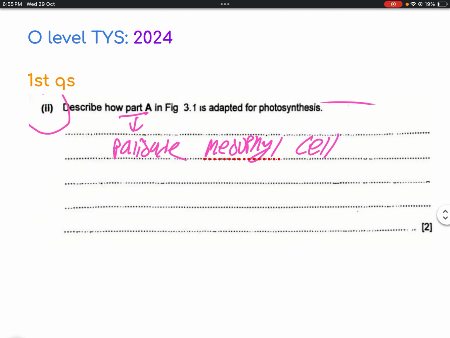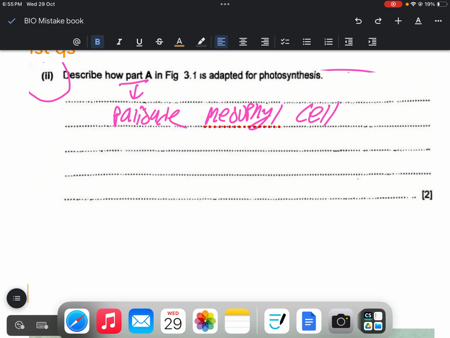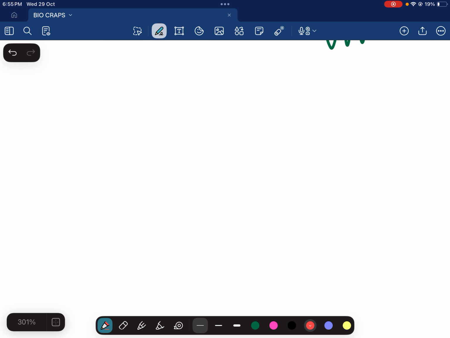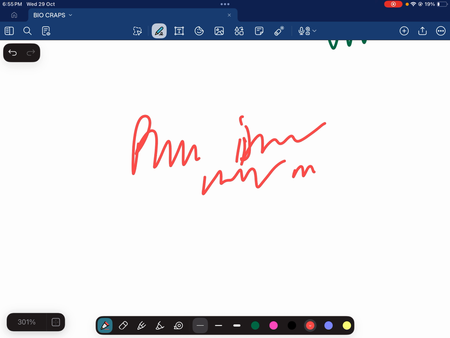Okay. First question. Describe how palisade mesophyll cell is adapted for photosynthesis. It's very simple. Palisade mesophyll cell has chlorophyll which traps sunlight, to convert light energy to chemical energy. Chemical energy. Okay.